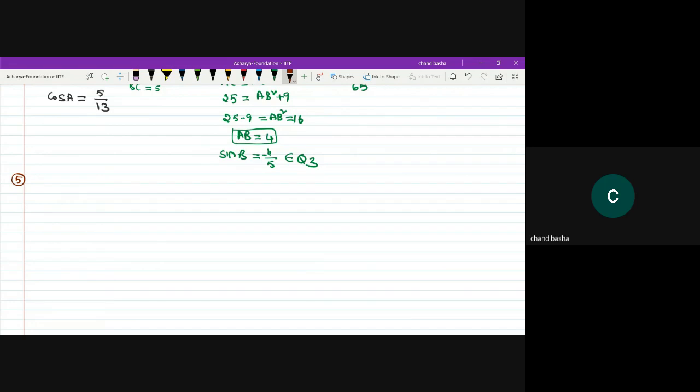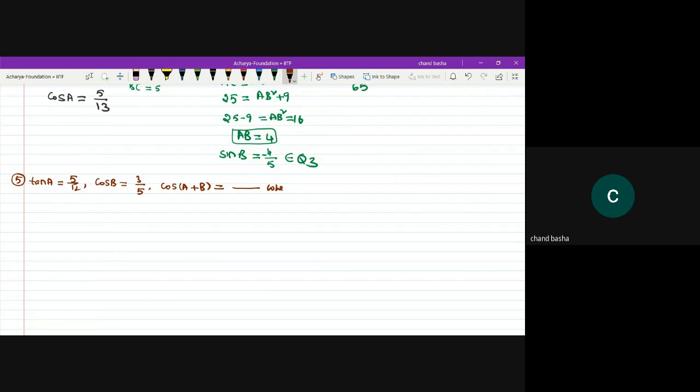Tan A is given to you, that is 5 divided by 12. Next, cos B is given to you, it is 3 divided by 5. It is asking cos of A plus B. Sir, is it 15 by 12 or 5 by 12? 5 by 12. It is asking cos of A plus B is equal to how much?